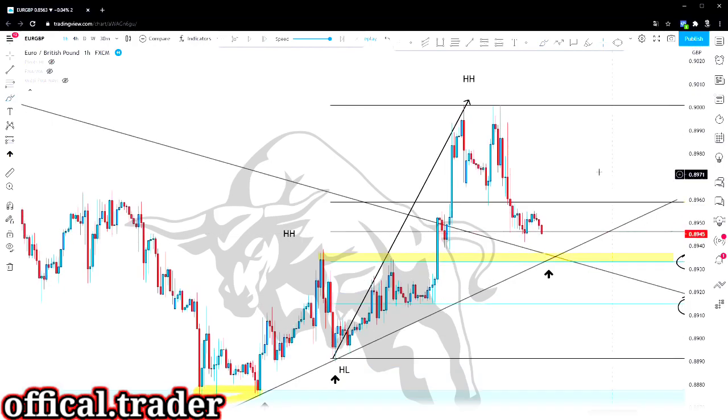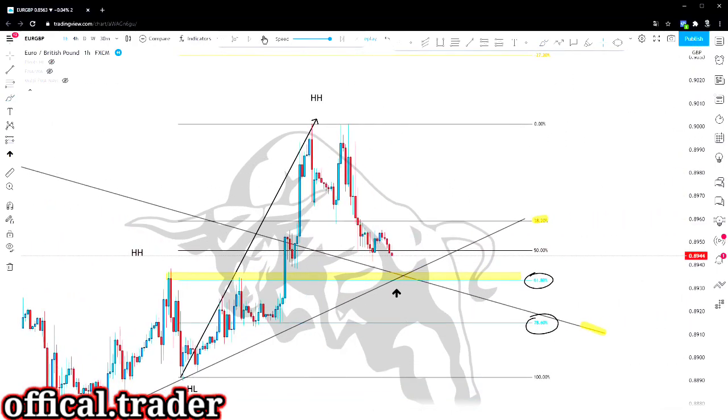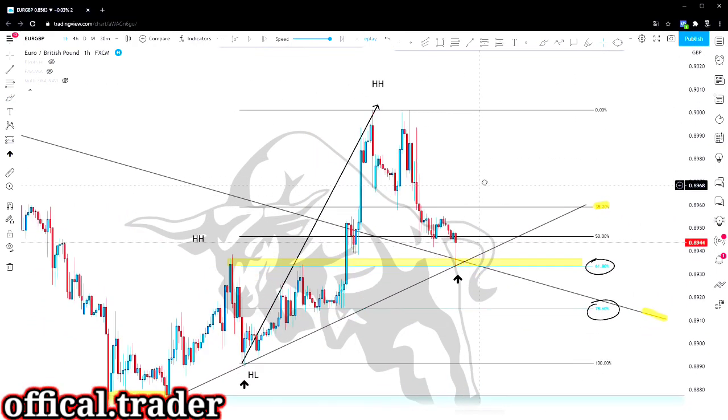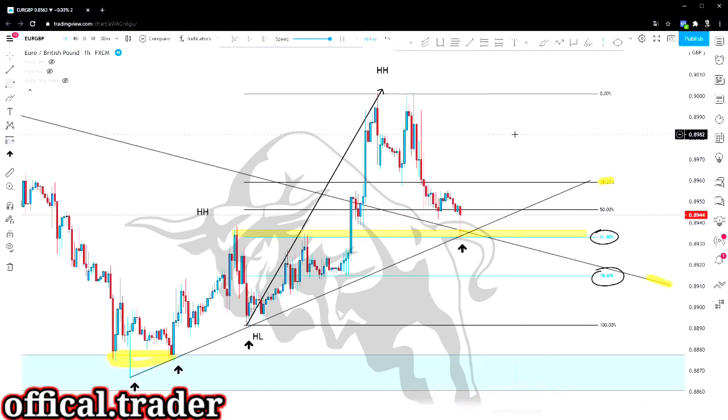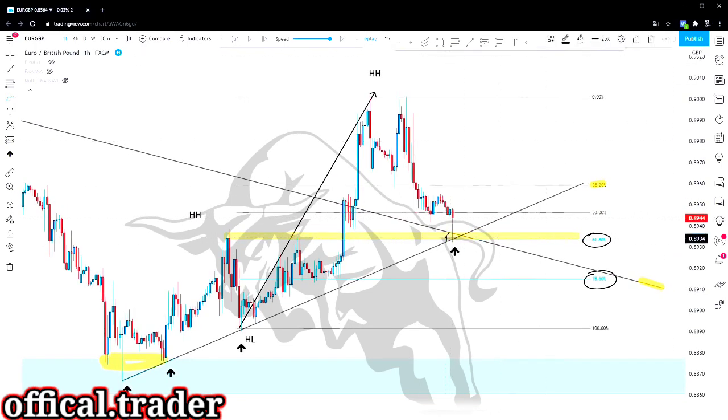Okay, so we have what we wanted. We made a beautiful wick retest on the 61.8 level. We also retested this yellow resistance line and our trend line. So we have 4 confluences with the Fibonacci level, which confirm our trade idea.